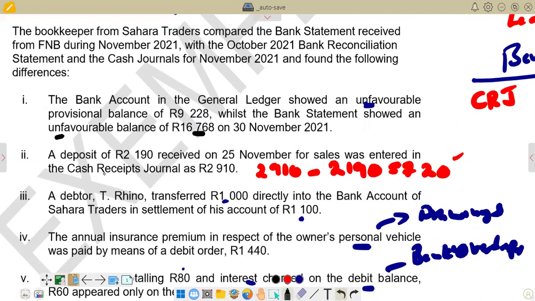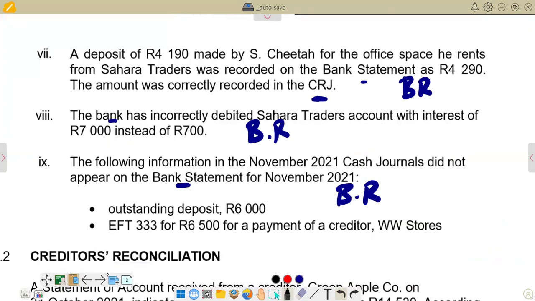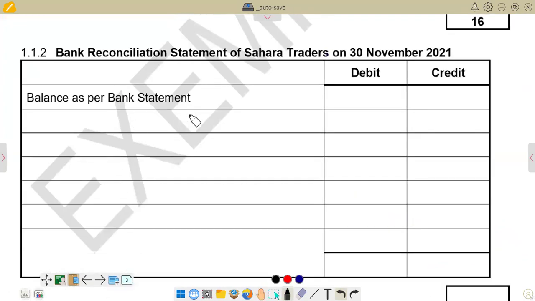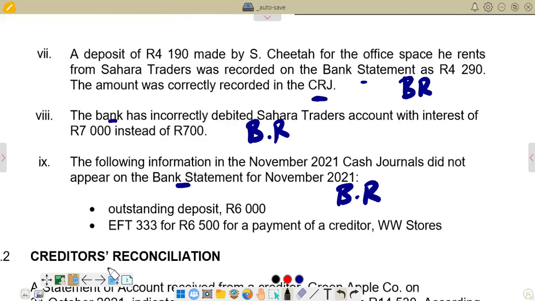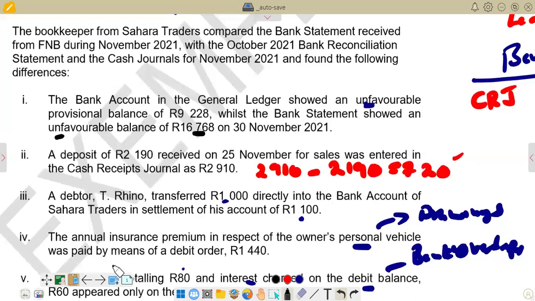It's unfavorable. An unfavorable balance on the bank statement should be on the debit side of the bank statement. So we are coming here and putting it as the opening balance. Balance as per bank statement, we are saying it's unfavorable, so it's going to come on the debit side: 16,768. This is what we have as our opening balance. Obviously now we go and see what happened after that.